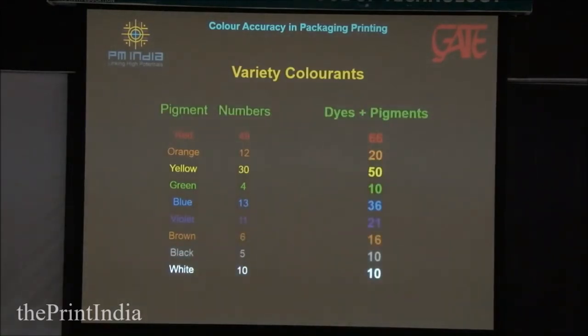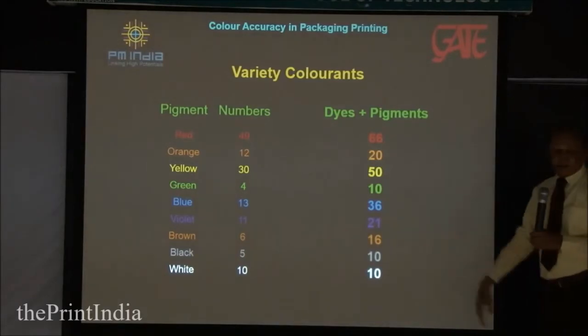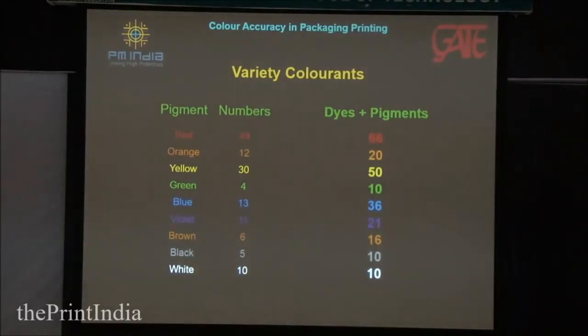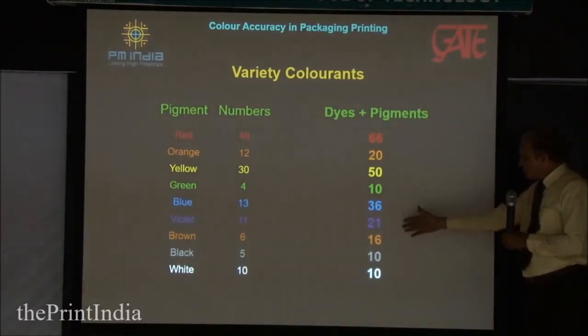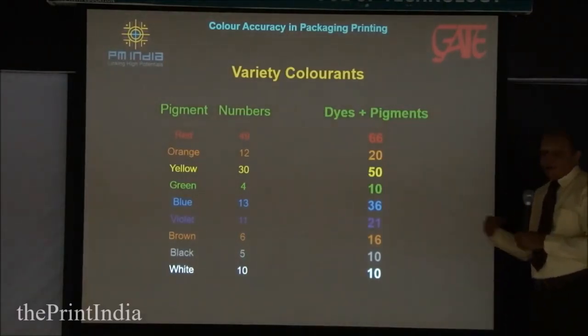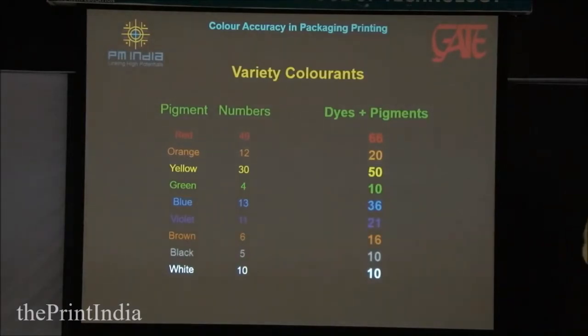And these are the pigments. So there are 49 red pigments, 12 orange, 30 yellow, 4 green, blue. So if you put dyes and pigments all together, there are 66 different colorants of red. There are 20 orange, 50 yellow, 10 green, 36 blue, 21 violet, 16 brown, 10 black and 10 white. So inks are made from combinations of these pigments or dyes.